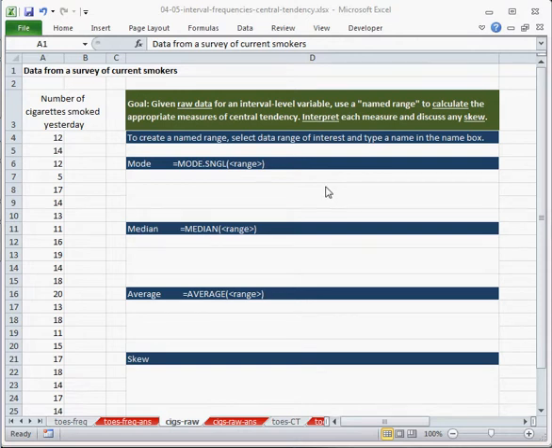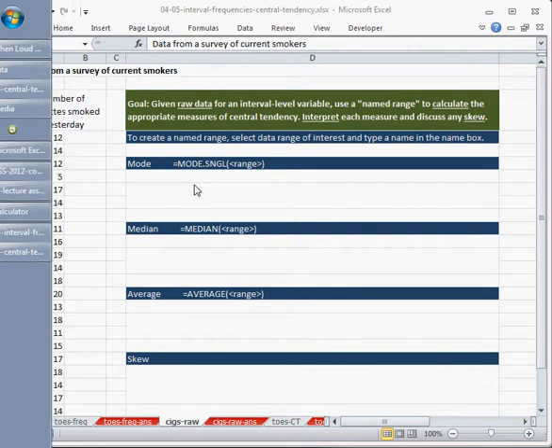So in this video, I'm going to show you how to take raw data for an interval level variable, use a named range to calculate the appropriate measures of central tendency. Now, what do I mean by a named range, and what do I mean by raw data?